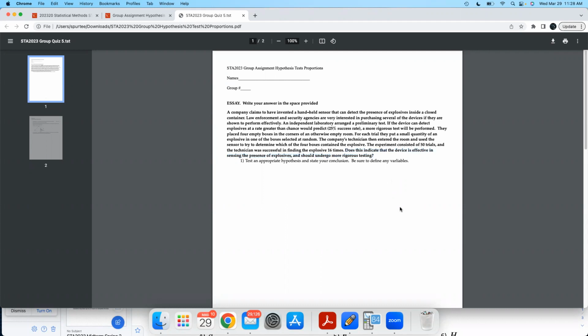So your first required step: define your variable. And I'll help you with that. Let P be the proportion of bombs this thing detected. Then you've got your sample statistics. I've got a sample size and a number of successes. There's my N, there's my X. From those, I can get my P hat. P hat is always X over N. Then I write my hypotheses.